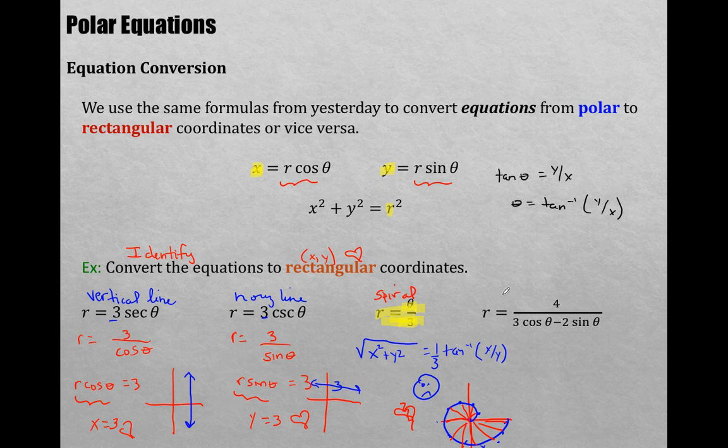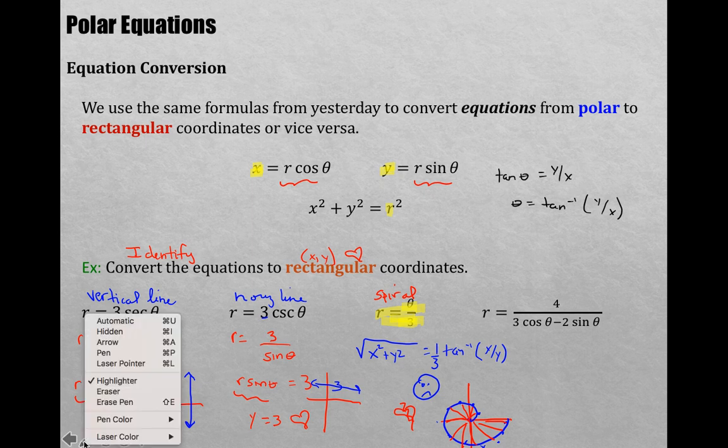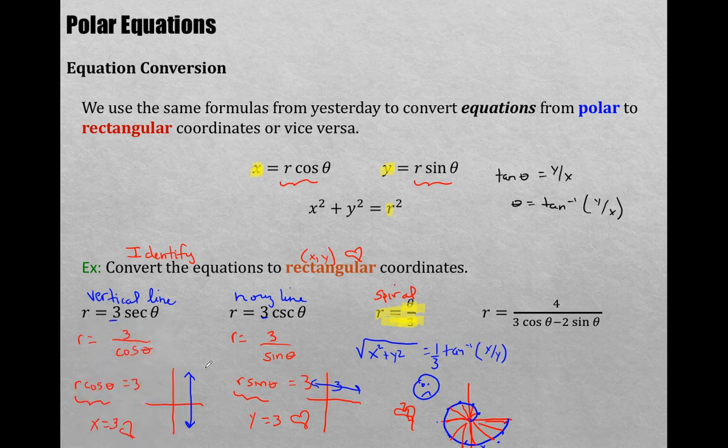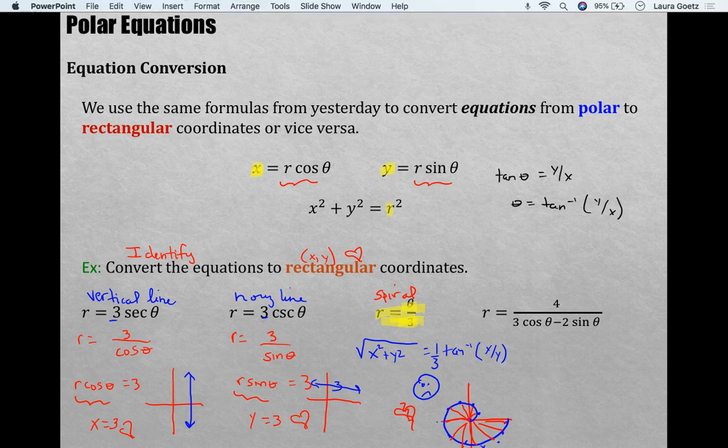Crazy. Let's look at this. This looks horrendous. What the heck? What can I even do with that? Can you see anything to do? I got cosine theta and sine theta, but I don't have any r. I can't go directly to x, can I? Do you see that?